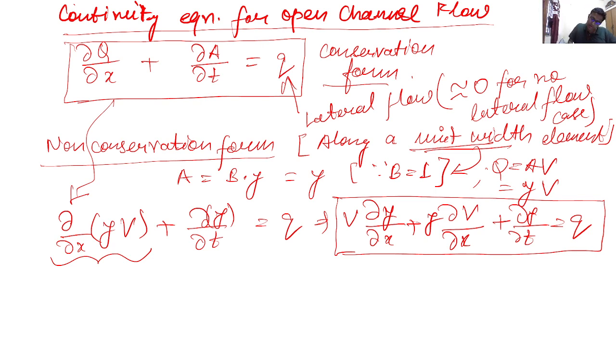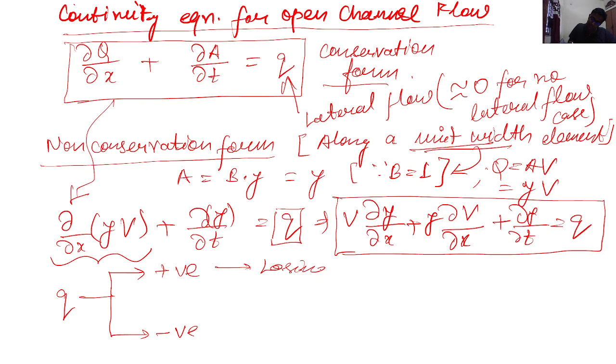So we are having q in the right hand side. So let's just see what happens when q is positive and when q is negative. So when q is positive, it will become a losing stream. I will explain it using a diagram too. And when q is negative, it becomes a gaining stream.